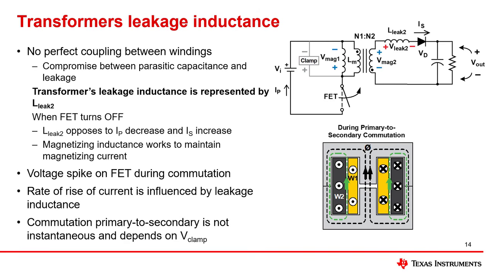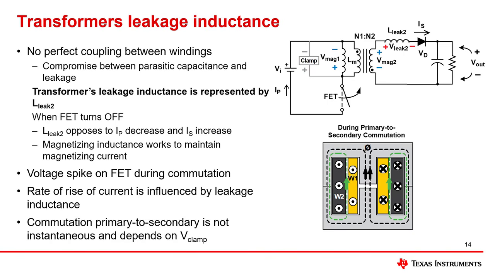Any transformer, in the current application the flyback transformer, has some leakage inductance. There is no perfect coupling between the transformer's windings. It is always a compromise between parasitic capacitance and leakage. Better coupling means less leakage, but a higher parasitic capacitance.